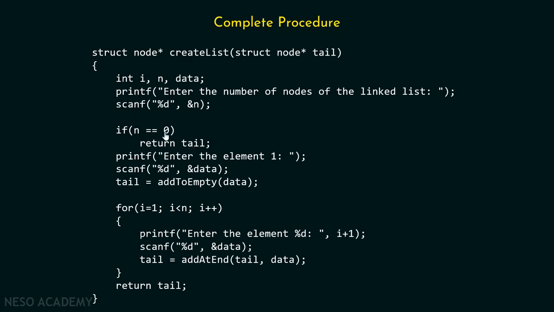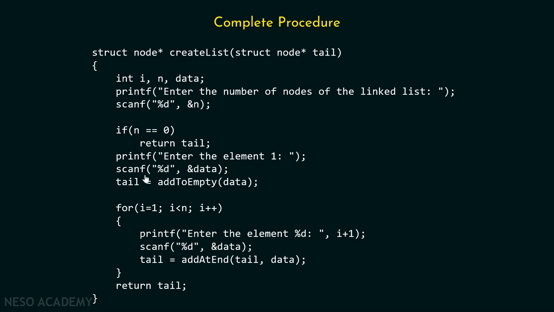If this is not the case, then this message will get printed, that is enter the element 1. That means I'm asking the user to enter the element 1, and then I'll store that element within this data variable. And obviously for this purpose I have to call this scanf function. And please remember that there must be an ampersand before data as well as n. You should never forget to put ampersand in front of these two variables while calling scanf function.